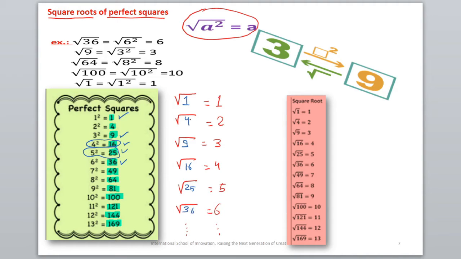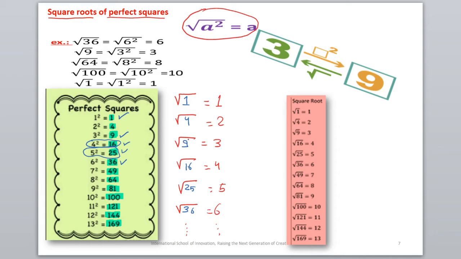So it means that radical 1 equals 1, radical 4 equals 2, radical 9 equals 3, radical 16 equals 4, radical 25 equals 5. So when you want to write the square root of a number out of perfect squares, you must search for the root.